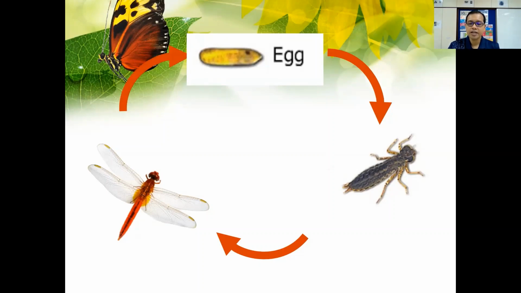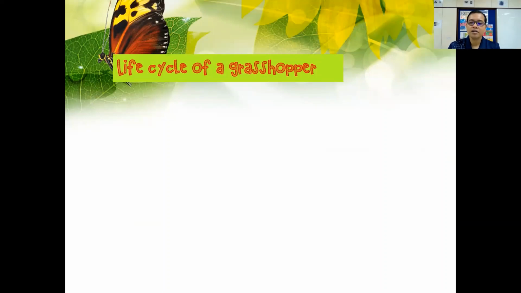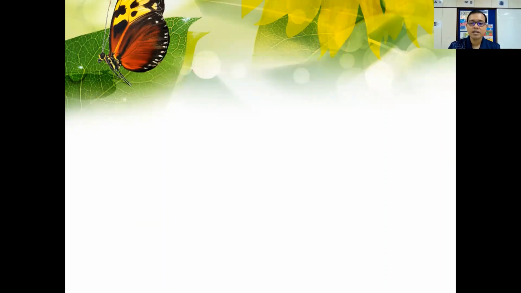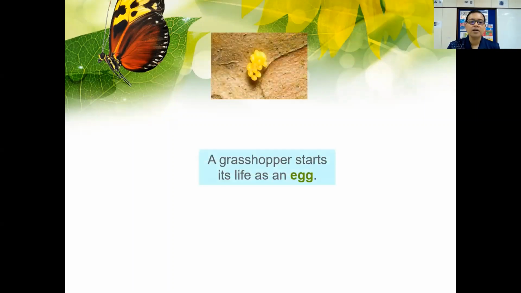And so the female dragonfly will lay its eggs near or in water. That is the life cycle of the dragonfly. Let's take a look at the life cycle of a grasshopper. How many stages do you think there are in the life cycle of a grasshopper? Let's find out. The grasshopper life cycle starts off with the egg stage.